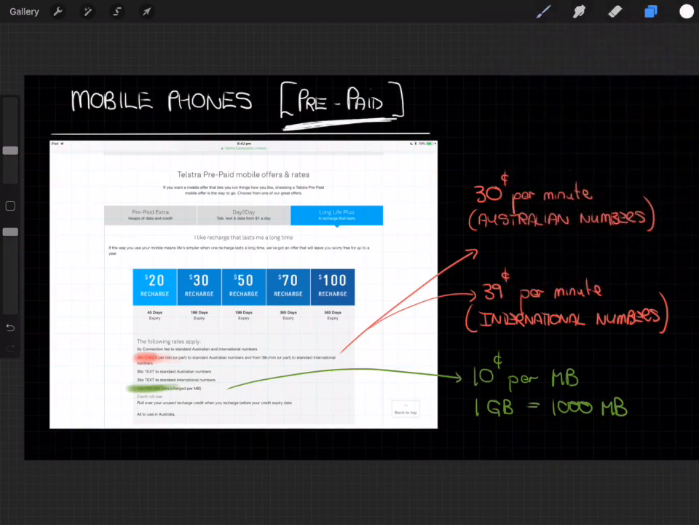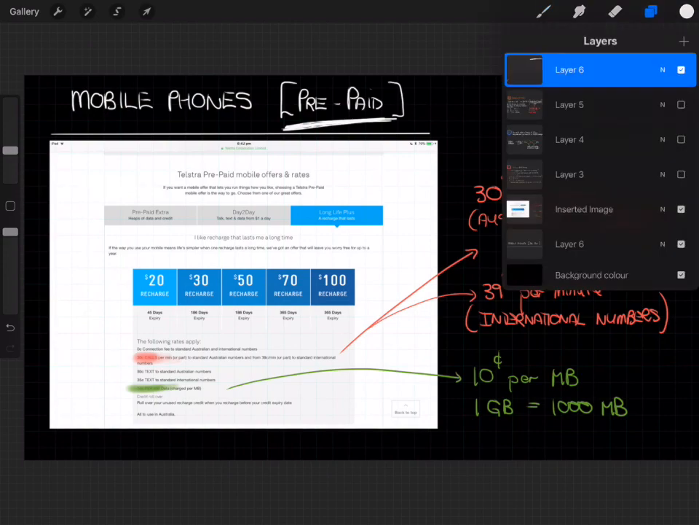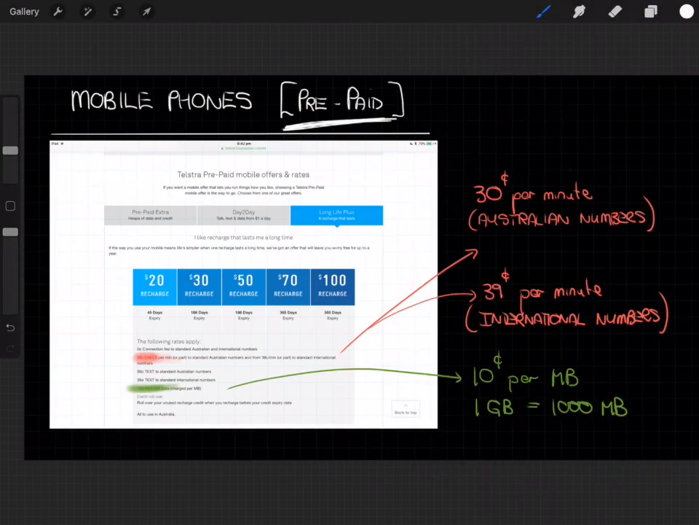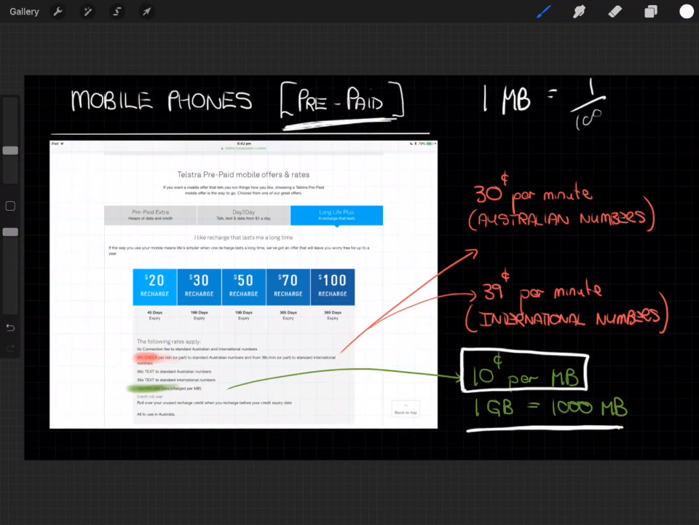What we're going to do, by the way, remember that getting back to our data, you're being charged at 10 cents per megabyte, not gigabyte, and there are 1,000 megabytes in 1 gigabyte. Okay. Now, when you normally have a contract, normally your data is measured in gigabytes. 1 gigabyte is 1,000 megabytes. So you can think of 1 megabyte as equal to 1,000th of a gigabyte. And you'll be charged 10 cents for each megabyte of data that you use.